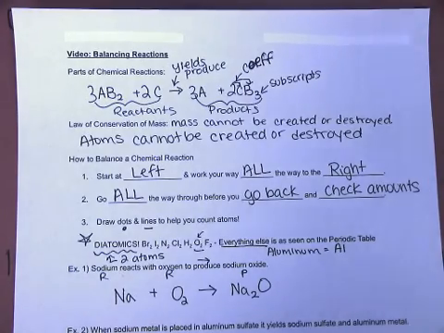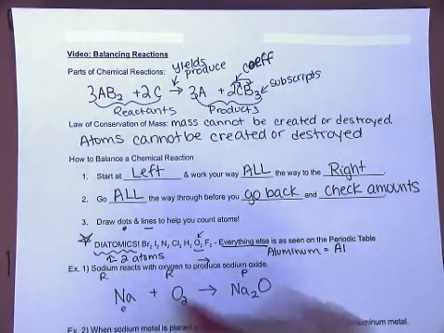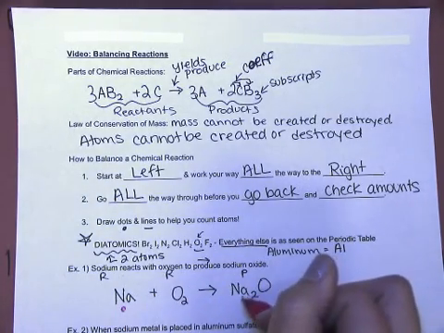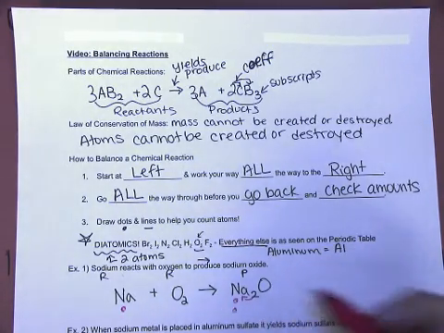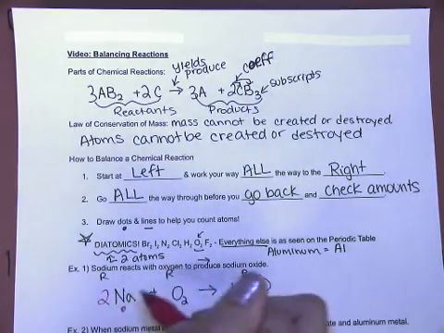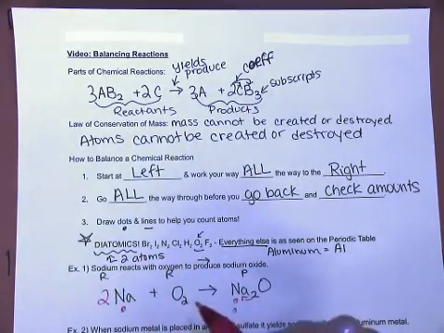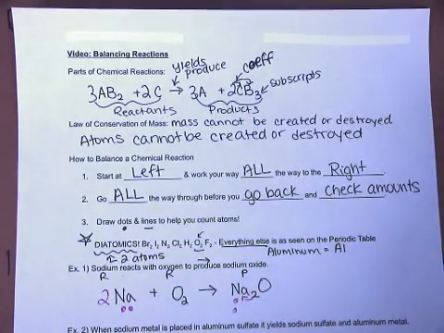Now I start balancing. I said draw lines and dots to help you see the atoms. Here I start with 1 atom of sodium, and on the right I have this 2 here, so that leaves me with 2 sodium atoms. Well, if I have 2 atoms here and 1 here, I need to add a coefficient. I can only add to the front. I add a coefficient of 2, which gives me 2 sodium atoms and 2 sodium atoms.